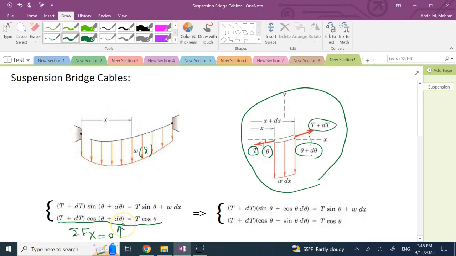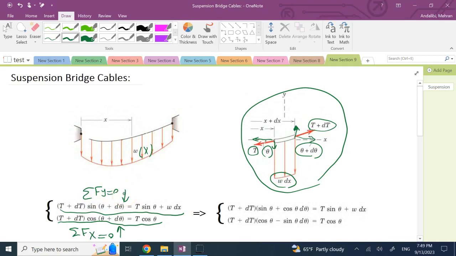That's this equation. Along the y direction, you have T plus dT times sine of this angle. Remember, this was the cosine, and this is the sine component, minus the sine component of T on the left side, and that is equal to this vertical load downward, W dx. If you write it, you're going to get this one. So this is the sum of forces along y equals 0.